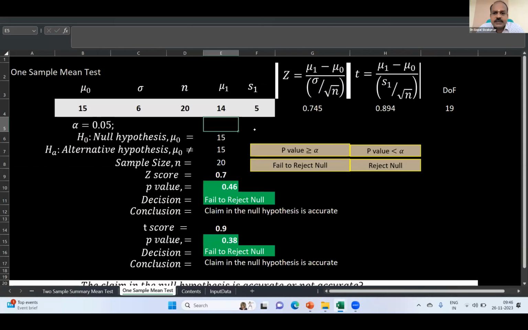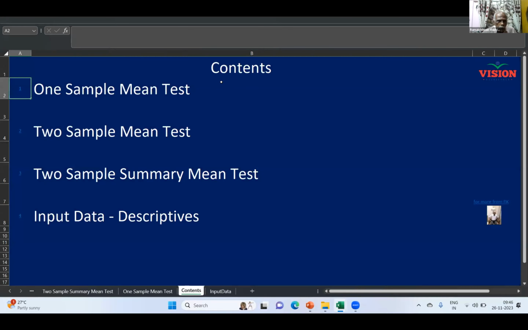This is a beautiful template for one sample Z test. One sample t-test we can also do, sir, here itself? Not in this. I will show you another template. So this template is used for one sample Z test. This one is used only for one sample mean test, 2 sample mean test, and 2 sample summary mean test.